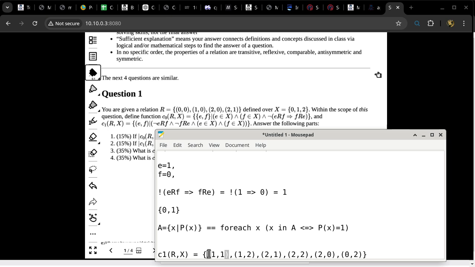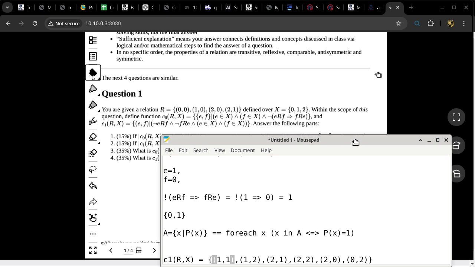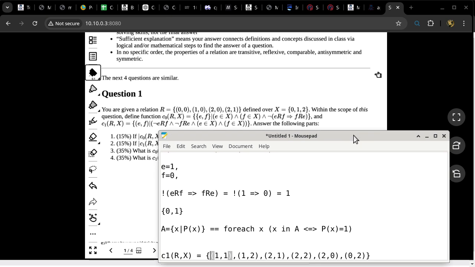Is 1 an element of X? Yes. Is 1 an element of X? Yes. So 1 1 actually would remain in the set. Is that okay? I think I might have mislabeled what this is about, because I think I labeled it earlier as comparable. I think that is still true, because one has to relate to one in comparable.